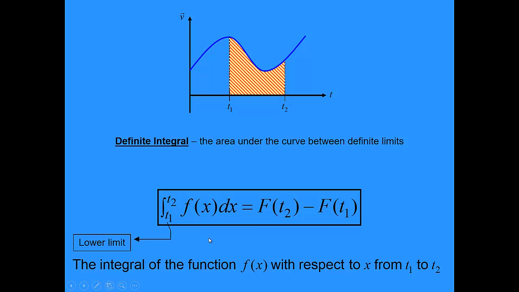T1 is what's known as the lower limit, because it's smaller. T2 is what's known as the upper limit, because when we read a graph, we go from small to large, reading from left to right. So this is the lower limit to the upper limit. And you always evaluate it by taking the function we're going to get and evaluating it at T2, which is the big shape, and subtracting off evaluating it at T1, which is the little shape. And then you get the area in between.